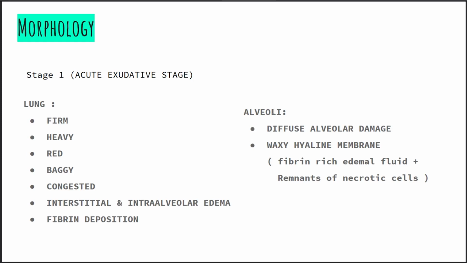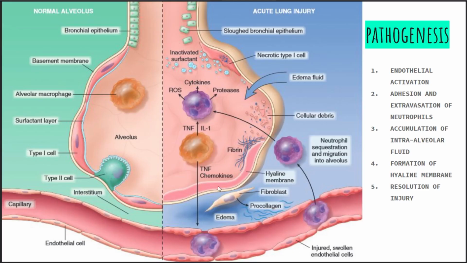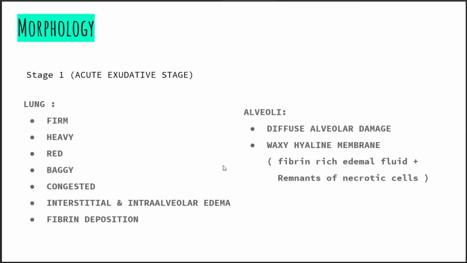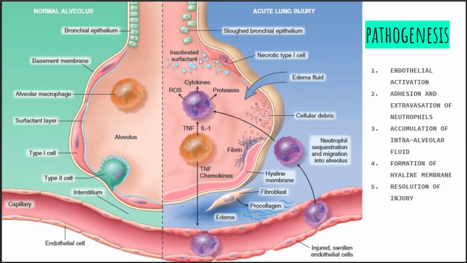But if you take the alveoli, both ALI and ARDS will lead to diffuse alveolar damage. And there will be a waxy hyaline membrane, as you see here. The waxy hyaline membrane is formed by fibrin-rich edema fluid and remnants of necrotic cells. As you can see, remnants of the necrotic cells and the fibrin from the edema fluid.